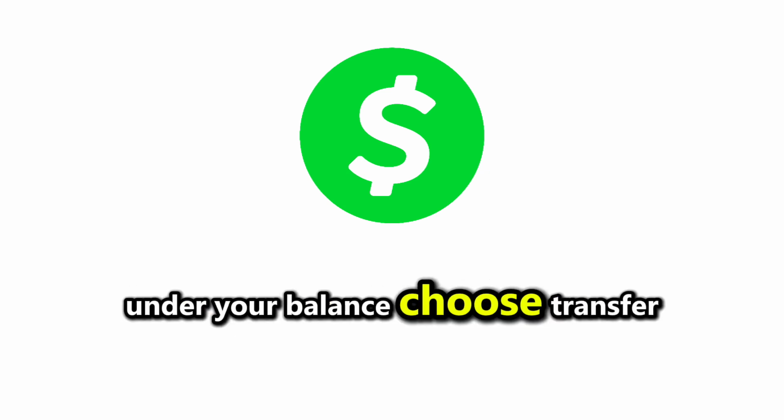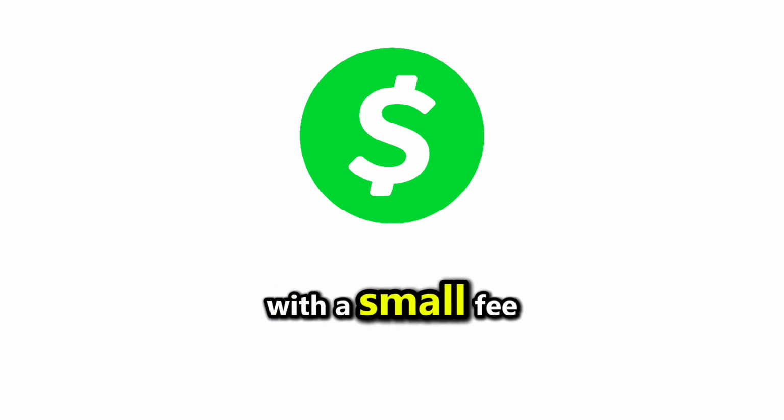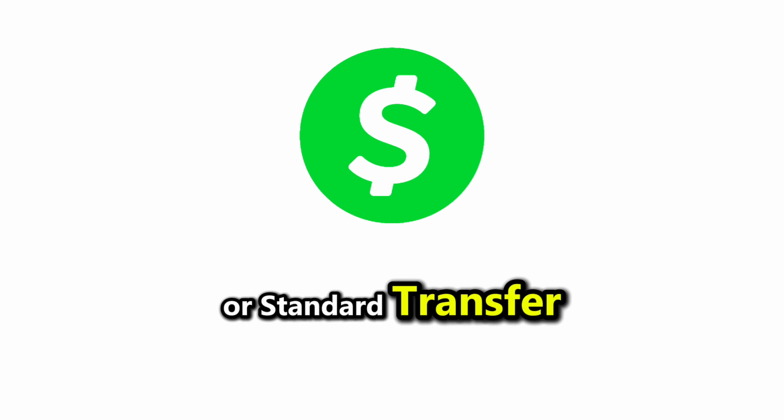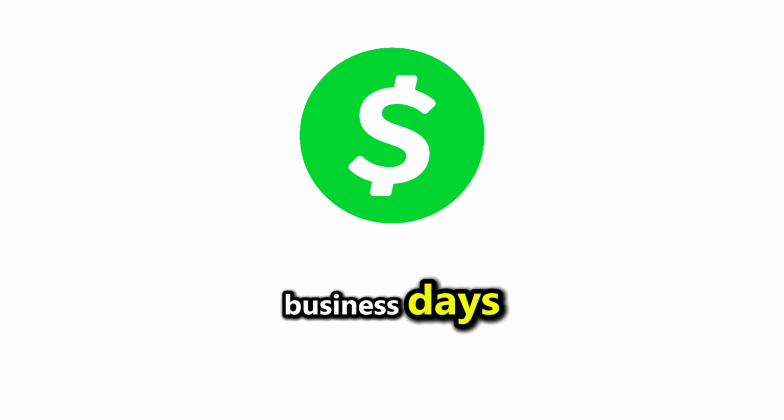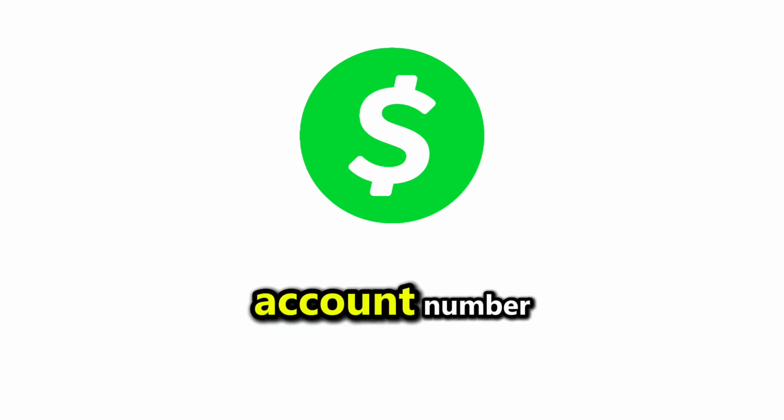First, open the Venmo app, go to the Me tab, and tap Add or Transfer under your balance. Choose Transfer to Bank, then select either Instant Transfer with a small fee or Standard Transfer, which takes 1 to 3 business days. If you haven't already, link your bank account by entering your routing and account number.